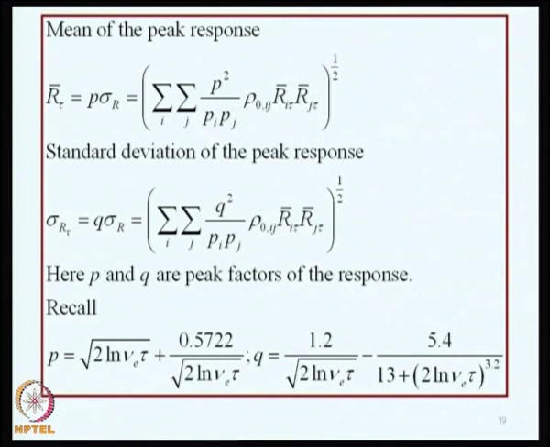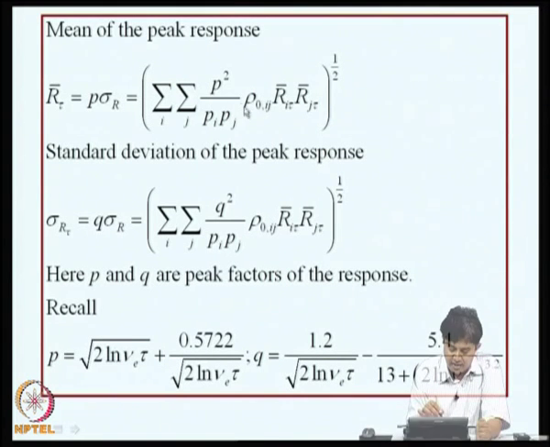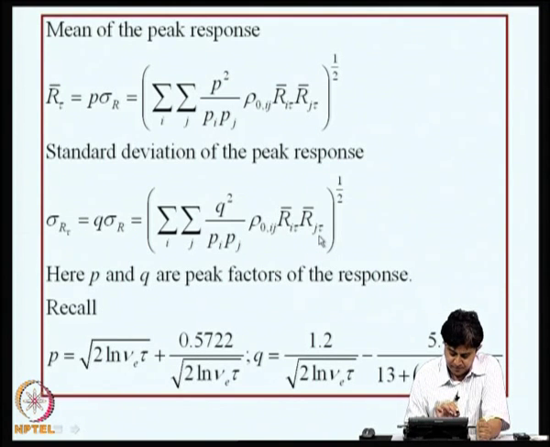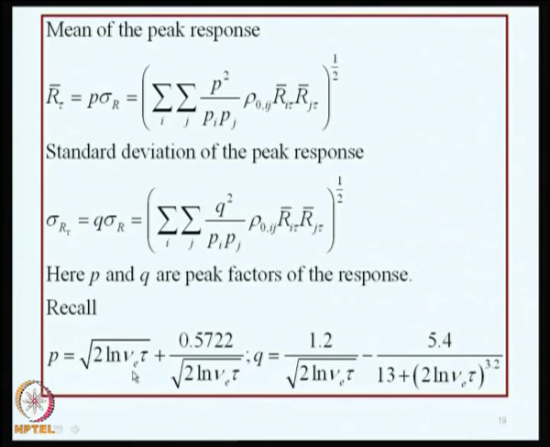Therefore, once I get the standard deviation of the response quantity R(t), I will multiply this standard deviation by the peak factor associated with the response quantity R(t). So, if I take this p inside, I get the ratio p squared by P_i P_j, rho_0ij, and these quantities. Similarly, the standard deviation of the peak response can be derived. Instead of the peak factor p, we use the peak factor q and we get this formula. These are the formulas for the peak factors p and q for the response quantity R(t).